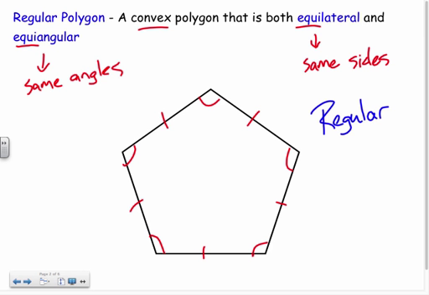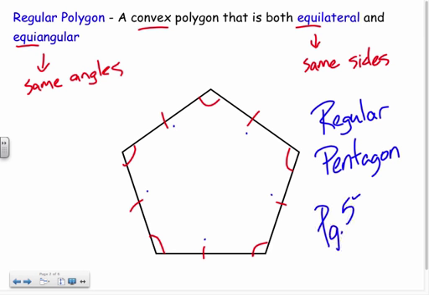remember we named polygons by the number of sides? In this case, I have 1, 2, 3, 4, 5 sides. A regular pentagon. And if you can't remember all the names for the number of sides, page 57 lists all the different names for polygons. Page 57 will have the chart for that, so you can reference that.